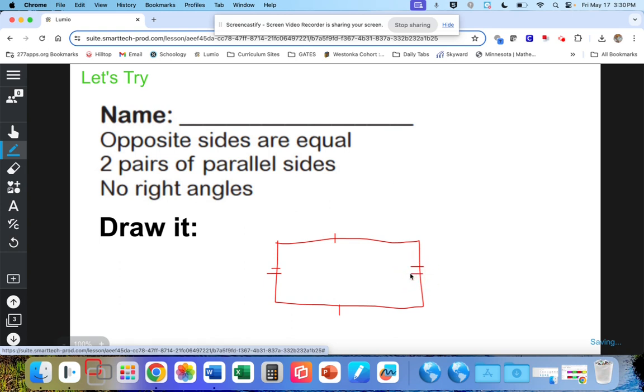Everybody riding the early bus can meet up front. If you're riding the early bus, please meet up front.